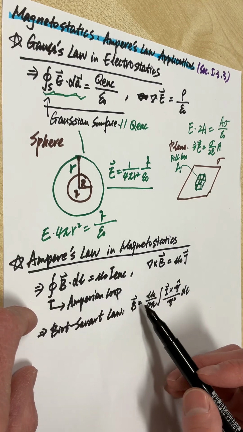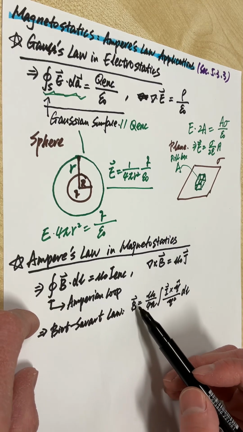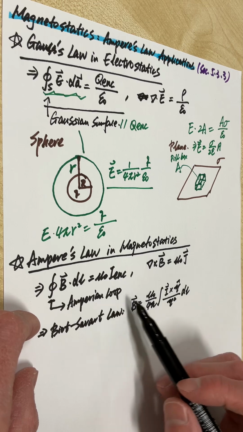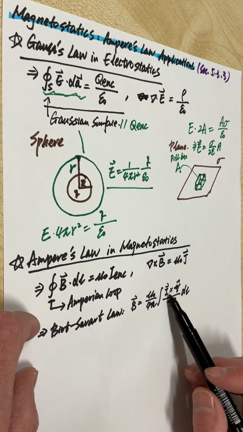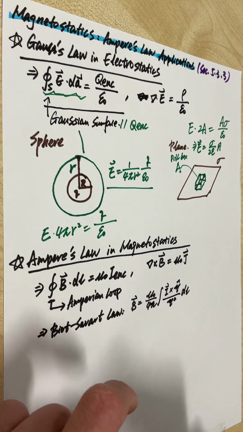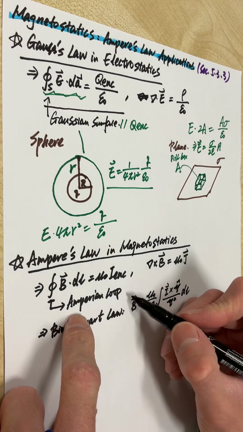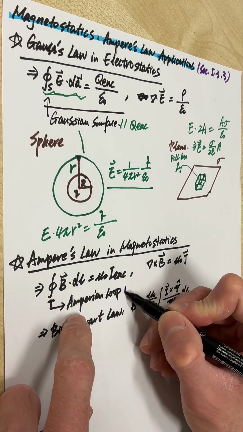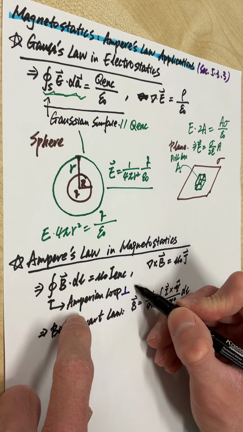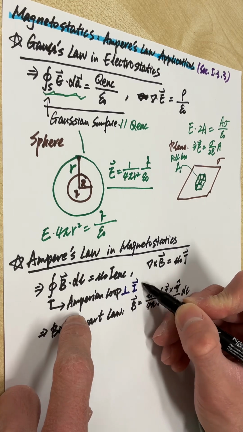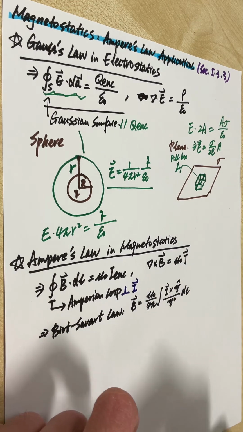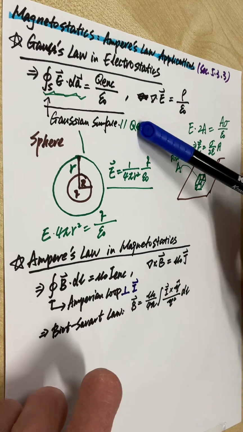So the Amperian loop should be along the direction of the B field. The B field is always orthogonal to the direction of current. Based on this, we can conclude that the Amperian loop should always be orthogonal to the direction of current flow. Okay, so this is very interesting.